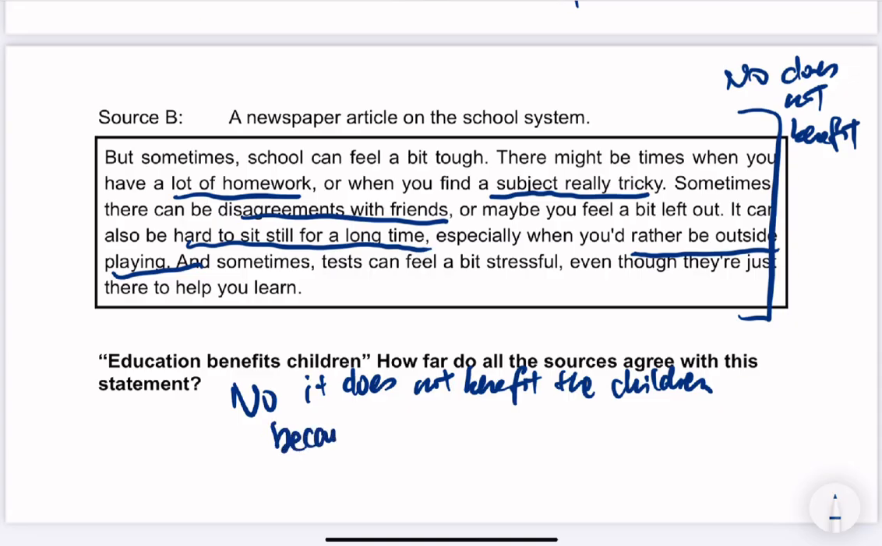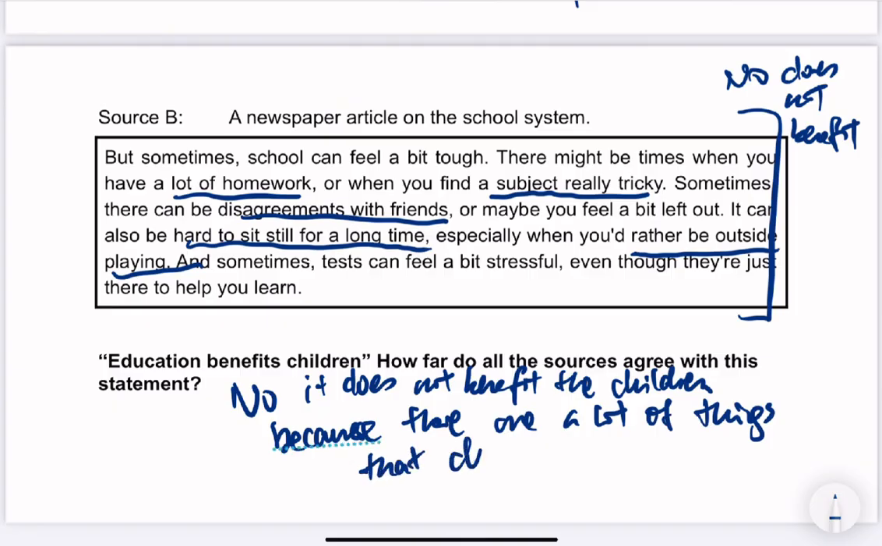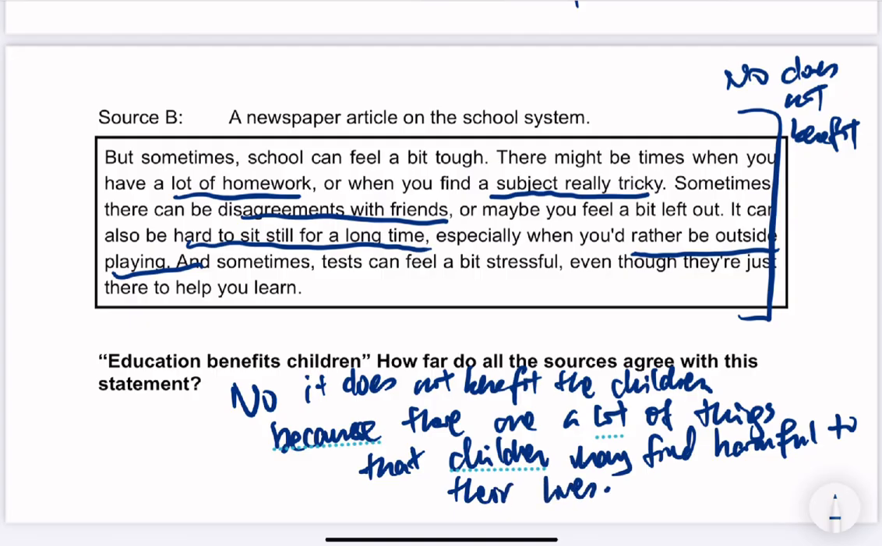Because there are a lot of things that children may find harmful to their lives. So for example, if I do homework, it's harmful because it takes away my time. If I have disagreement with friends, it's harmful to me because it makes me feel upset. It's very difficult for me to sit still, so it harms me in that sense.